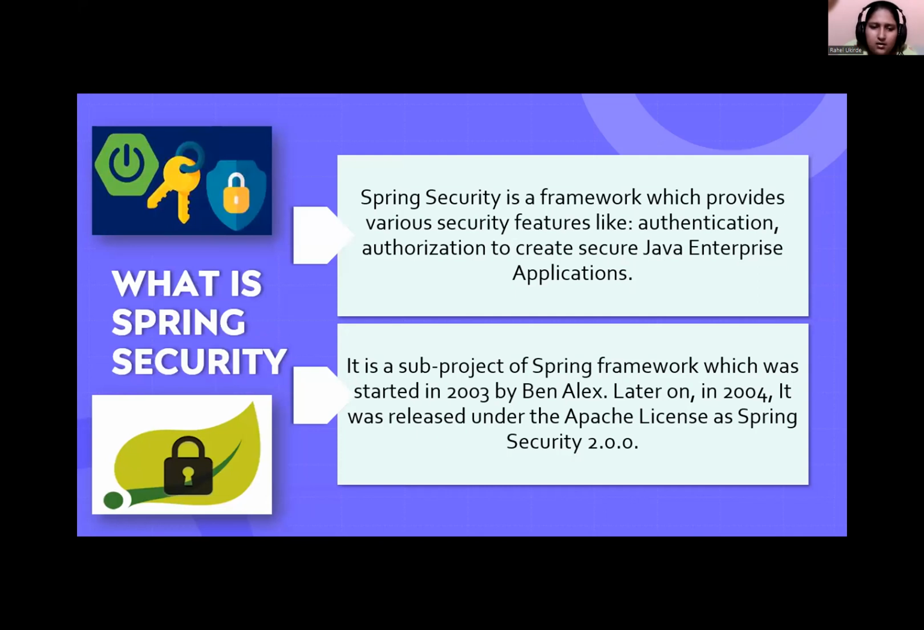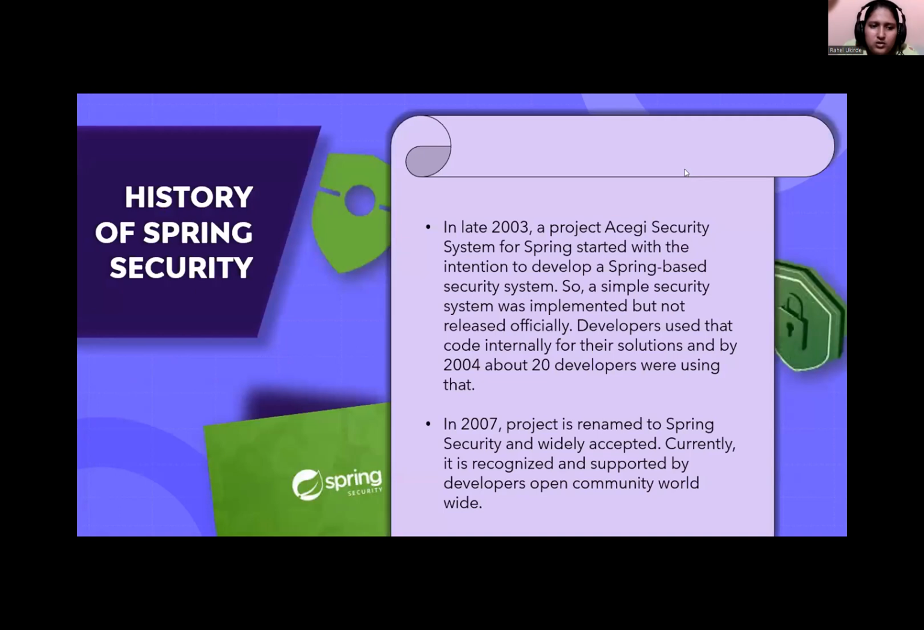Starting, we'll see what is Spring Security. Spring Security is basically a framework which provides various security features. There are two security features: authorization and authentication, used to create a secure Java enterprise application. Also, it is a sub-project of Spring Framework, and it was created by Ben Alex in the year 2003, and in 2004 it was released under the Apache license as Spring Security 2.0.0.